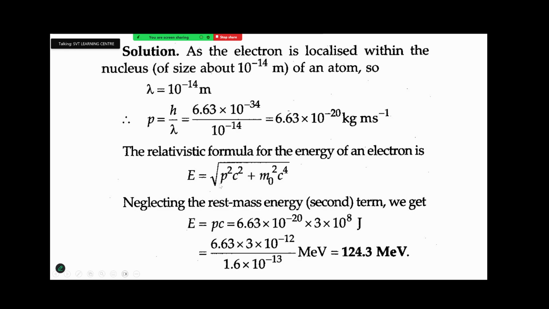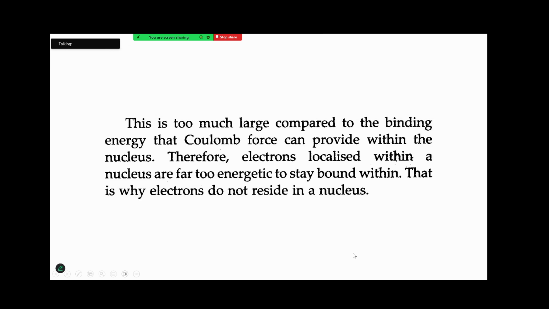So here energy will be equal to the square root of p²c² plus (m0c²)², where m0 is the rest mass of an electron. pc is the momentum which we calculated times the speed of light. And we try to convert it into electron volts, so you get this much electron volts. Now that you see is too large compared to the binding energy due to the Coulomb force. So therefore an electron cannot exist within the nucleus.